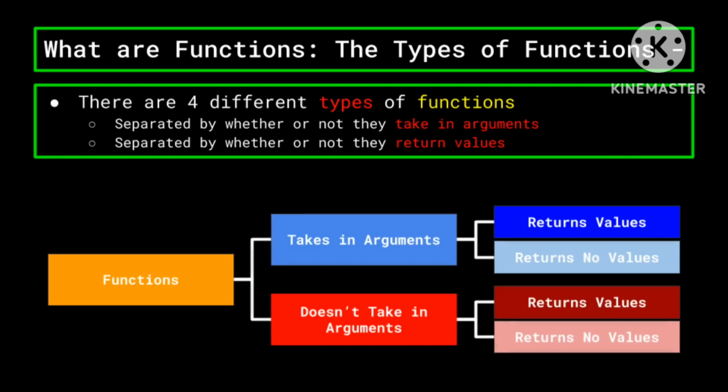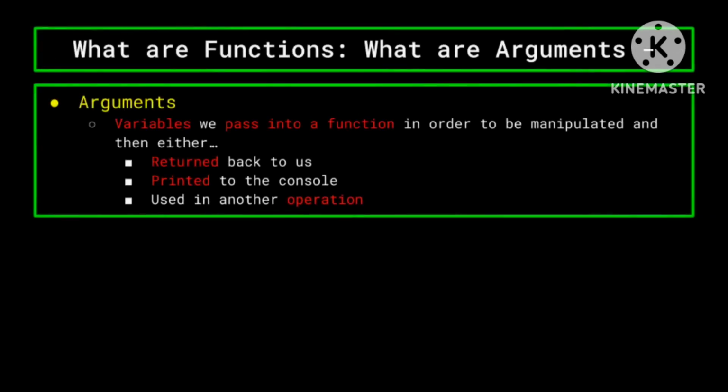Let's start by separating them by whether or not they take arguments. But first, we have to cover what arguments actually are. Arguments are essentially variables that we pass into the function in order to be manipulated and then either returned back to us, printed to the console, or used in another operation.